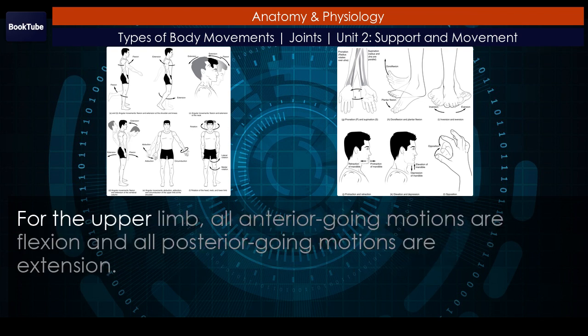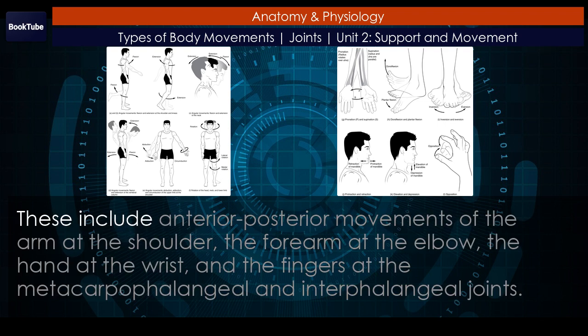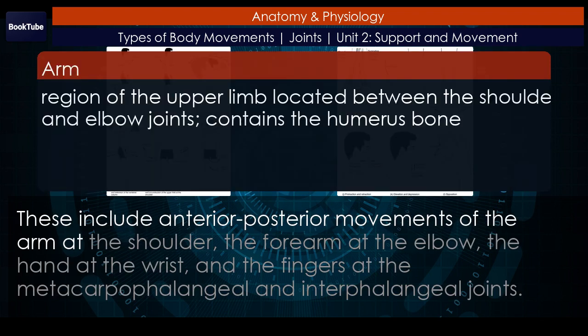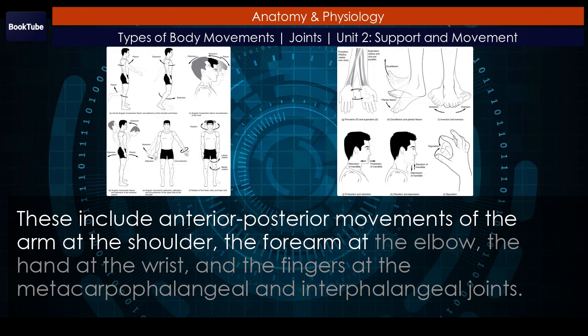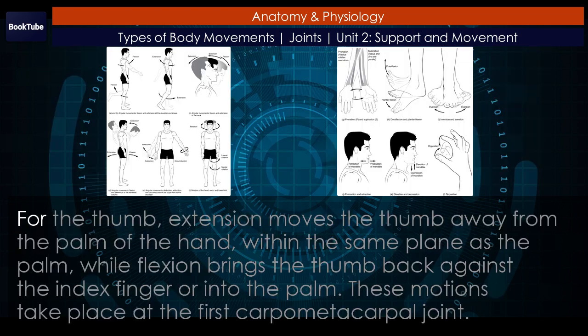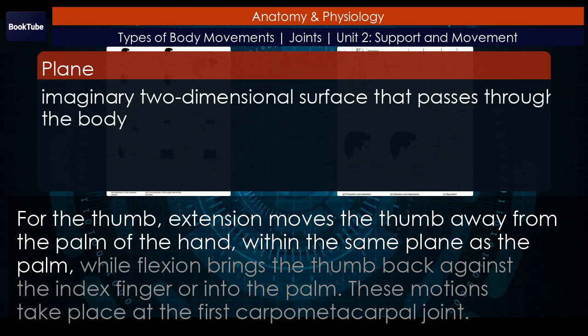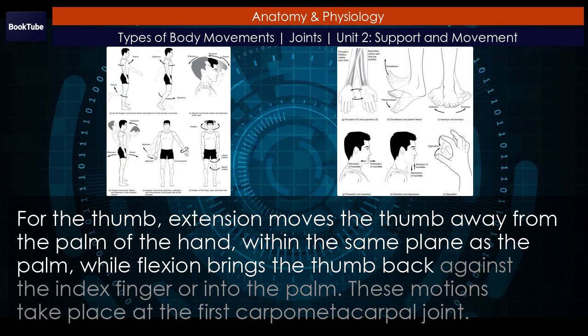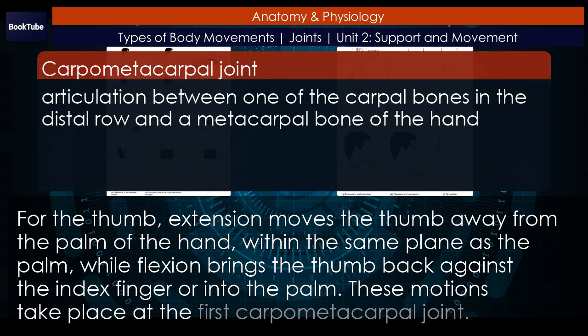For the upper limb, all anterior going motions are flexion and all posterior going motions are extension. These include anterior-posterior movements of the arm at the shoulder, the forearm at the elbow, the hand at the wrist, and the fingers at the metacarpophalangeal and interphalangeal joints. For the thumb, extension moves the thumb away from the palm of the hand, within the same plane as the palm, while flexion brings the thumb back against the index finger or into the palm. These motions take place at the first carpometacarpal joint.